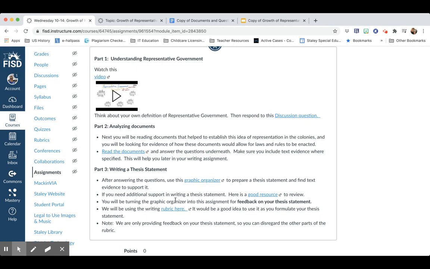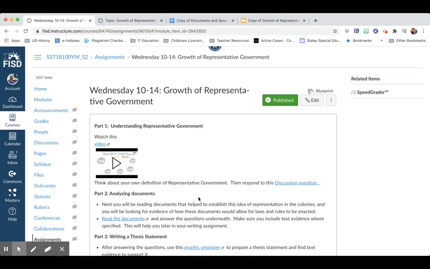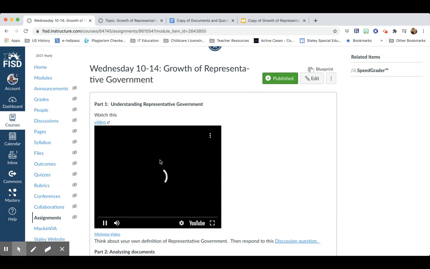You will be turning the graphic organizer into this assignment for feedback on your thesis statement. There's a rubric in there if you want to look at some specifics on how the thesis statement will be graded, but just your thesis statement is going to end up being graded for this. All right. Okay, so let's go ahead and we're going to start this together, all right? Okay, so let's go ahead and watch the video first, and then we will go from there.